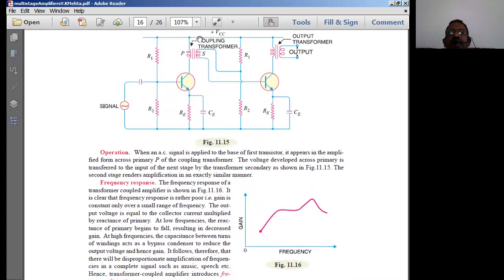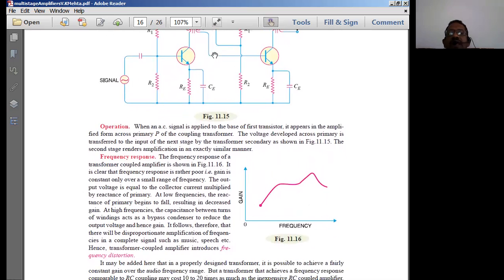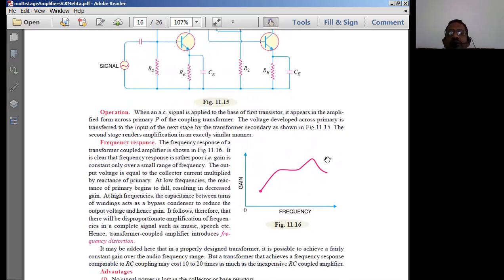And this reactance is normally going to come in parallel to this. So as this reactance comes in parallel to this, suddenly the gain is normally going to have an abrupt change. It rises and falls suddenly. So because of this problem, frequency distortion is taking place here. So this is the problem with the transformer coupled amplifier. It suffers with frequency distortion.